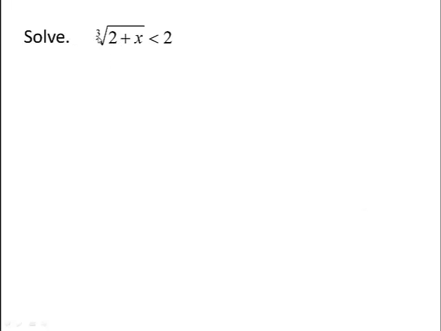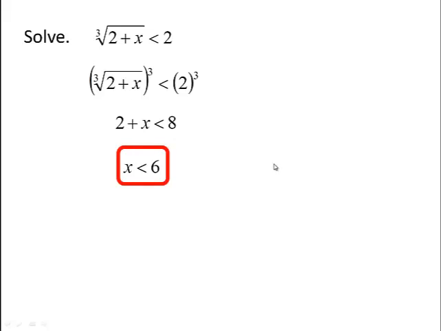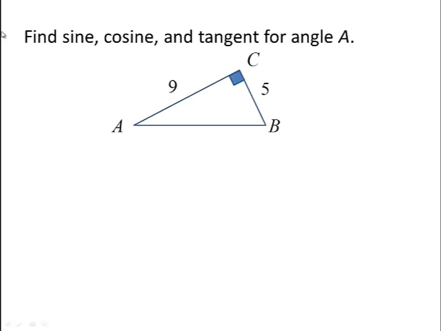Solve this cube root equation or inequality. Cube root both sides. That clears the cube root. And cubing 2, we get 8. Subtracting the 2, we get x is less than 6.